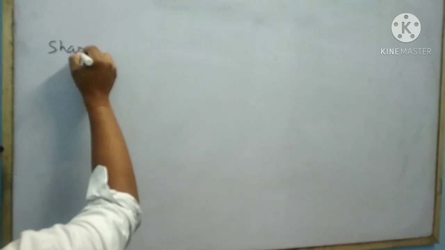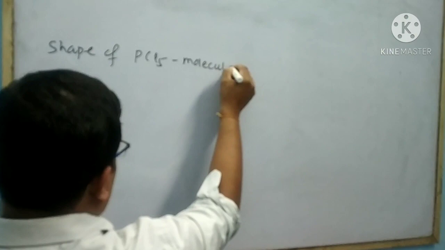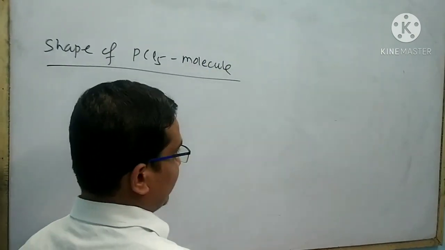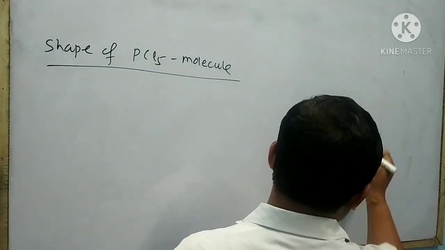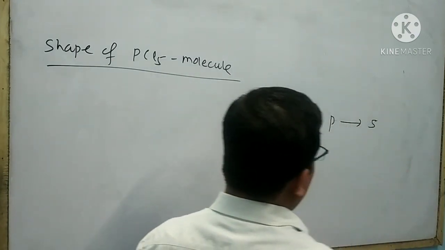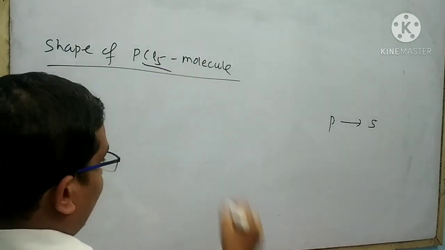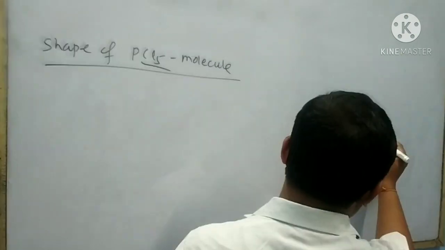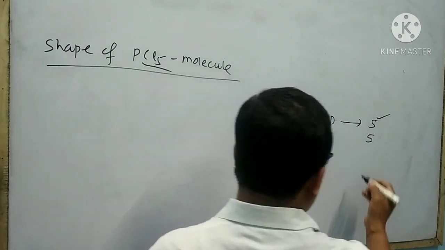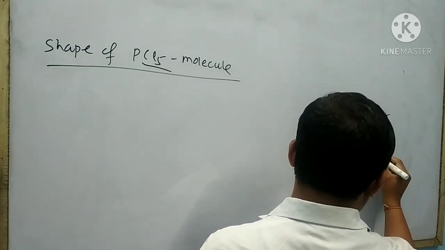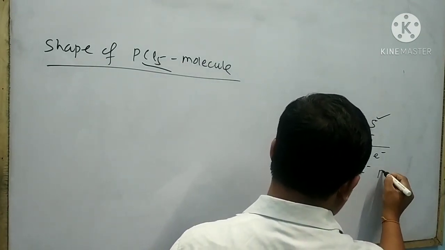Next I want to explain about the shape of PCl5 molecule. In PCl5 molecule, the central atom is phosphorus. It is seen that the central atom phosphorus has 5 electrons in the valency shell. Here 5 chlorine atoms are present, so it is bound to add 5 electrons with these 5 electrons. Now totally 10 electrons are present. 10 electrons means 5 electron pair.